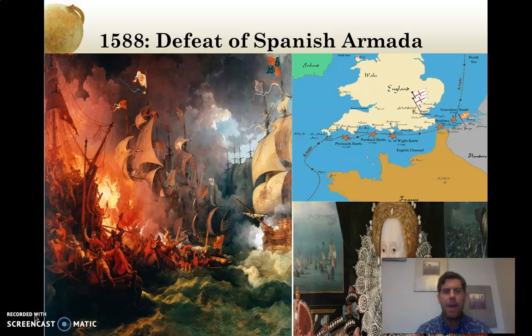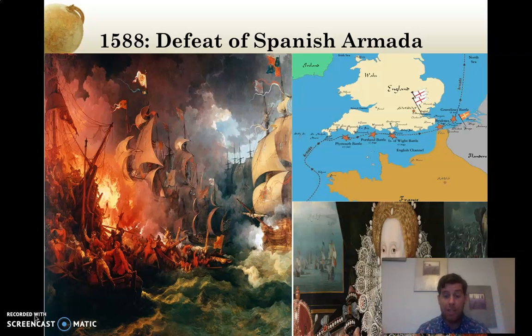The next one comes in 1588, so not that much longer after the Reformation, and it's also a product of the Reformation. Catherine of Aragon was a Spanish princess, and when Henry VIII gets divorced from her, which is not allowed by the Catholic Church, it not only divides England from Rome, but it also divides England from Spain.